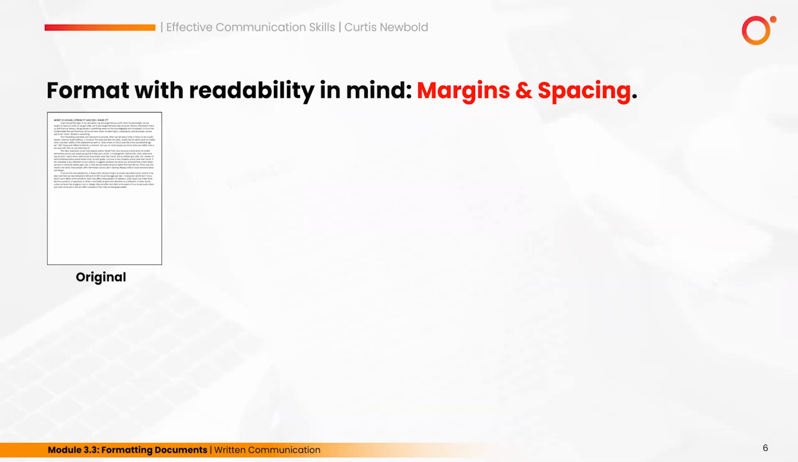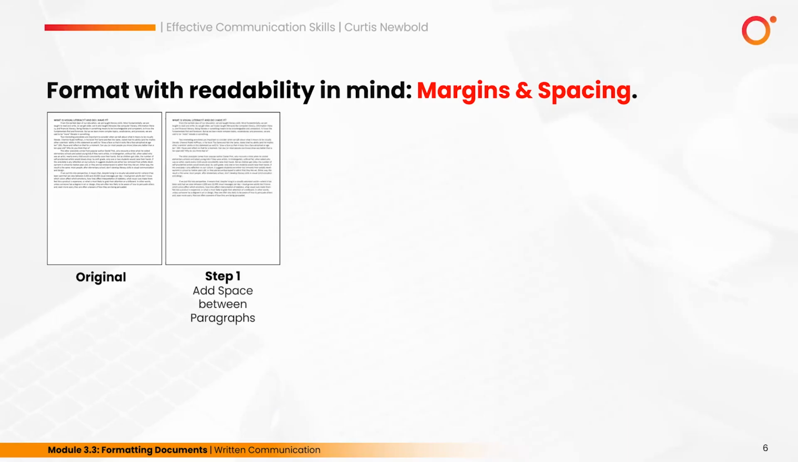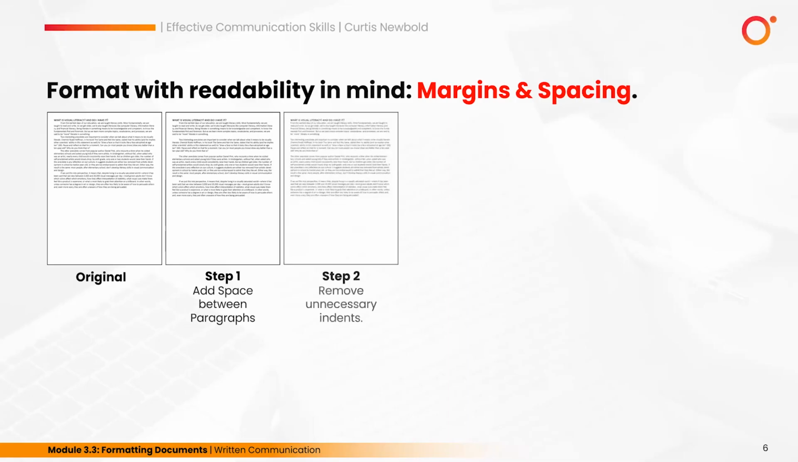Okay, so format with readability, margins and spacing, a few things that you can do to improve readability. So again, the original there on the left has not been formatted for readability, but if we can do a few things, I'm going to walk you through kind of a 6-step process for improving the document. First of all, step 1, add some space between the paragraphs. You'll see just a little bit more white space makes it more readable. It's a small tweak, but just that extra space helps there.